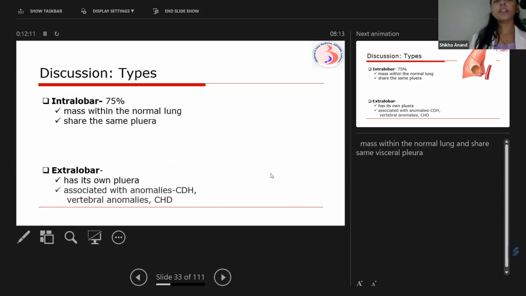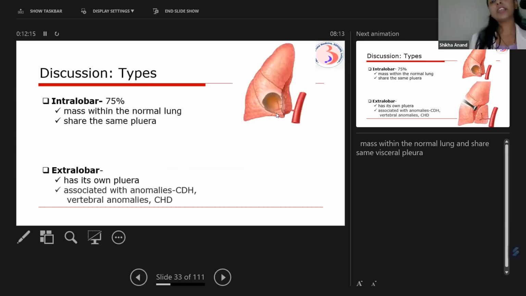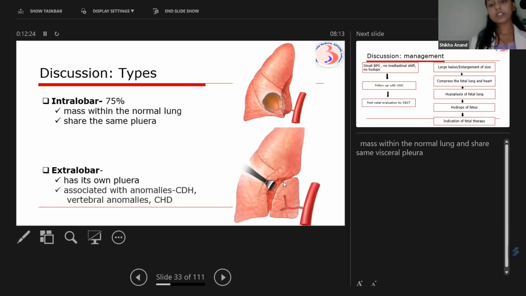There are 2 types. Intralobar, most common type. As you can see, in the intralobar variety, the mass is within the lung parenchyma and it shares the same pleura. In the extralobar variety, the mass is outside the lung parenchyma and it has its own pleura.